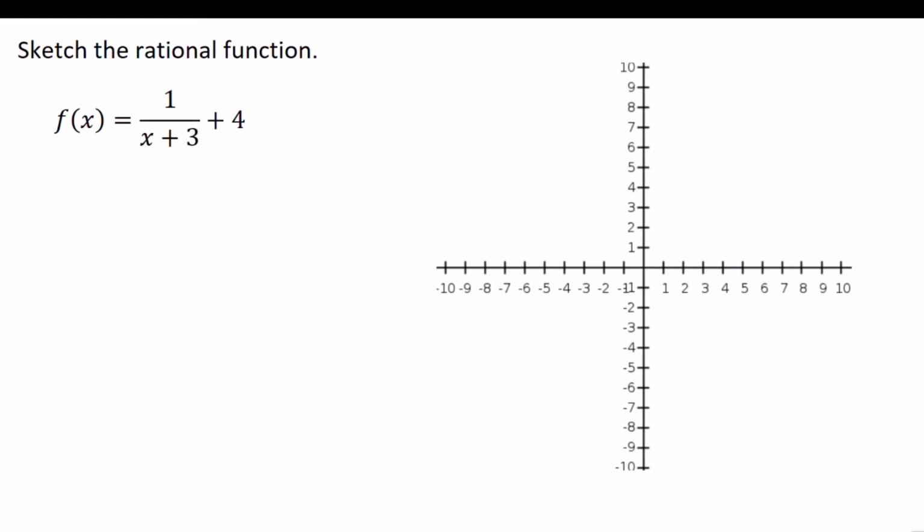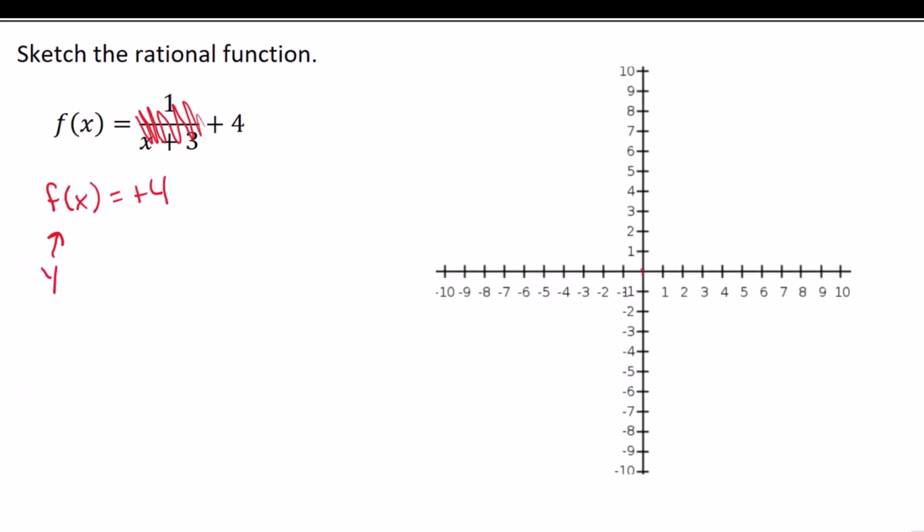So we're going to first, well, actually, let's ignore this. I'm going to rewrite f of x equals, and I'm going to add 4 to the y value, because remember, f of x is the same thing as y. Normally when we start off, we're at the origin, 0, 0. Well, if I add 4, that means I'm going to increase my function up to 4. And that's going to represent our horizontal asymptote.